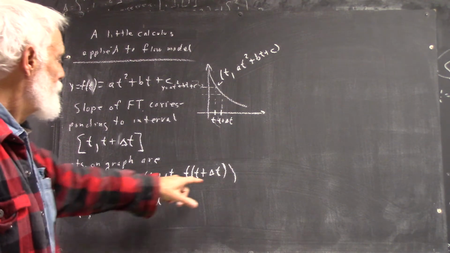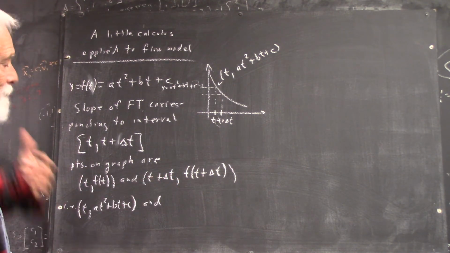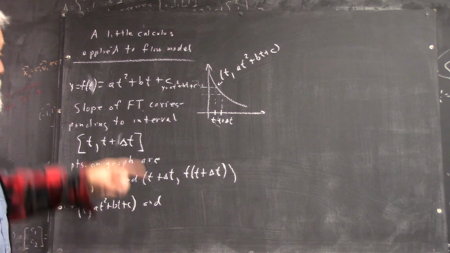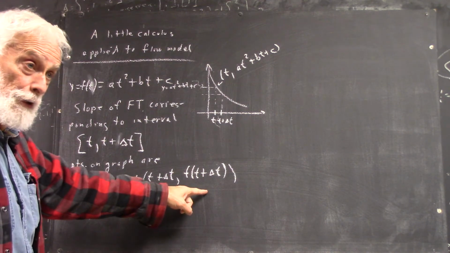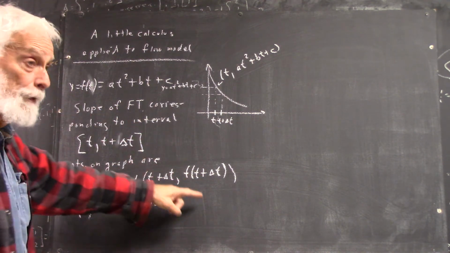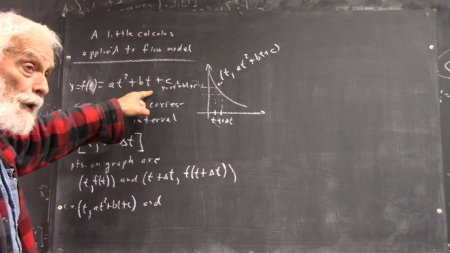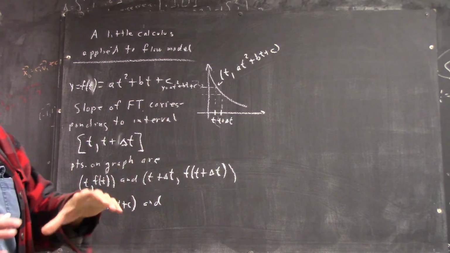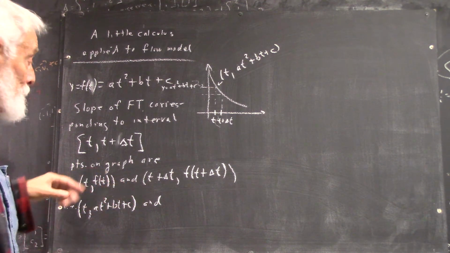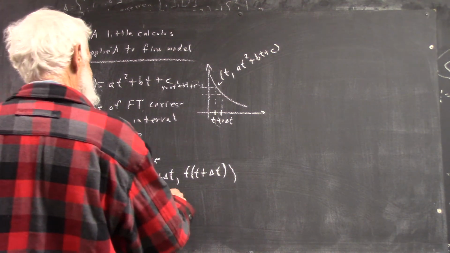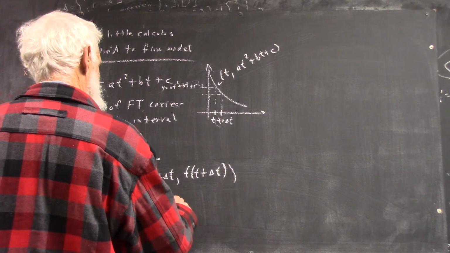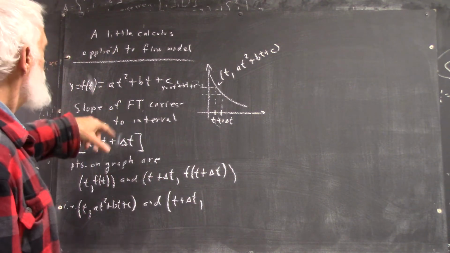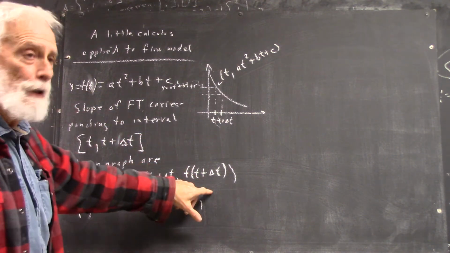How do you plug t plus delta t into the function? You replace t by t plus delta t, right? Because that's what's happening. It means every t here has to become a t plus delta t. This is an idea you really need to lock in because it's going to be in the final, okay? Every t has been replaced by t plus delta t.